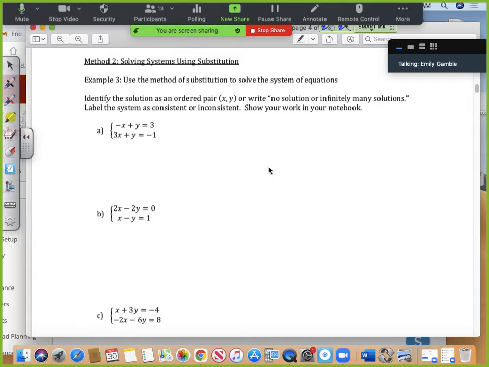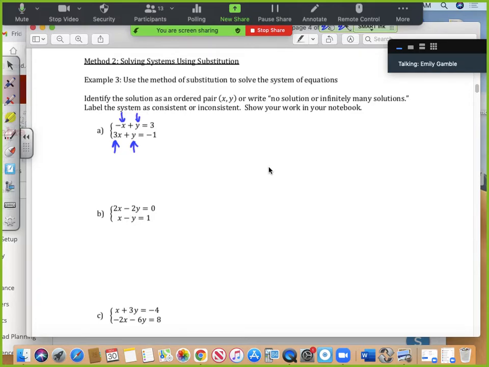So when you're solving systems by substitution, the first thing you have to do is have one of the variables solved for. So I'm looking at the first example, and I have negative x plus y equals 3 and 3x plus y equals negative 1. The first thing that you want to do is pick one of the variables to solve for so that you can substitute it in for the other variable. Looking at these four variables, I have an x here, a y here, an x here, and a y here. You have four choices, but you want to make this the easiest choice, and you don't want to do too much work if you don't have to.